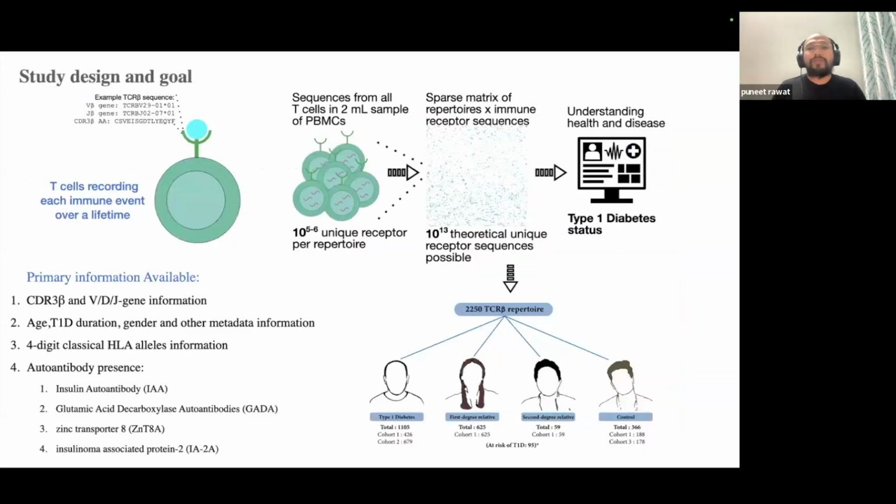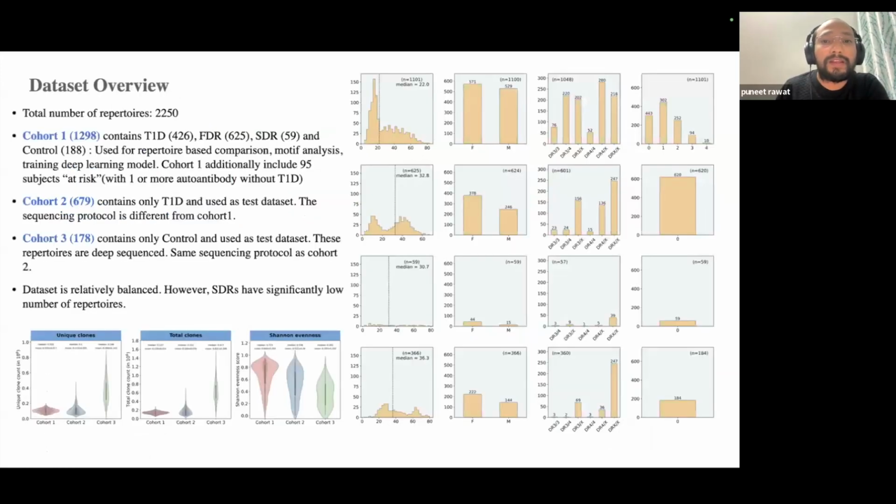But coming to our work, we have sequenced more than 2,000 TCR repertoires, and we have information about the CDR3 beta sequences and the VDJ genes. We also have the patient's age, type 1 diabetes duration, gender, and other information, along with the HLA information and what autoantibodies they have present. So this is the overall overview of the data set.